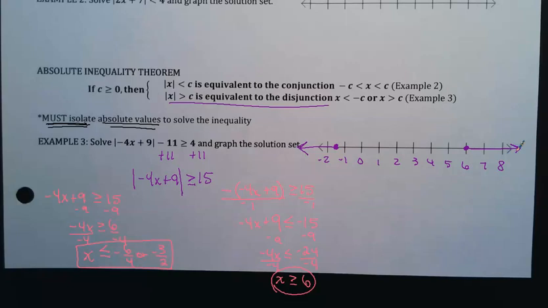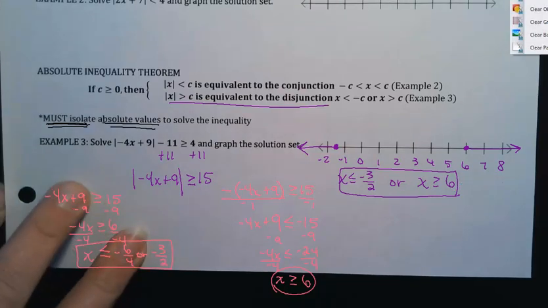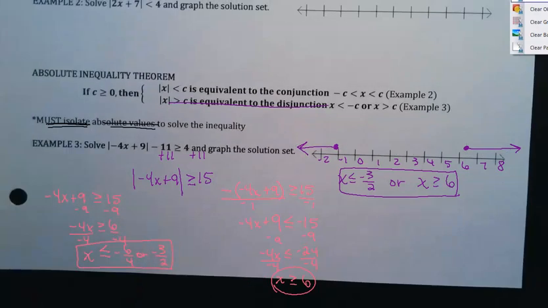So this is that disjunction. Okay, so we would write both of those. x is less than or equal to -3/2, or x is greater than or equal to 6. Okay, there is our disjunction for that. Awesome work. Okay, let's clear that.